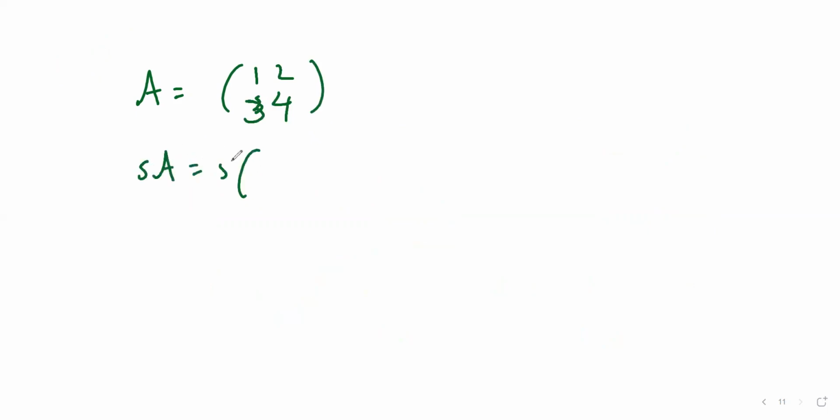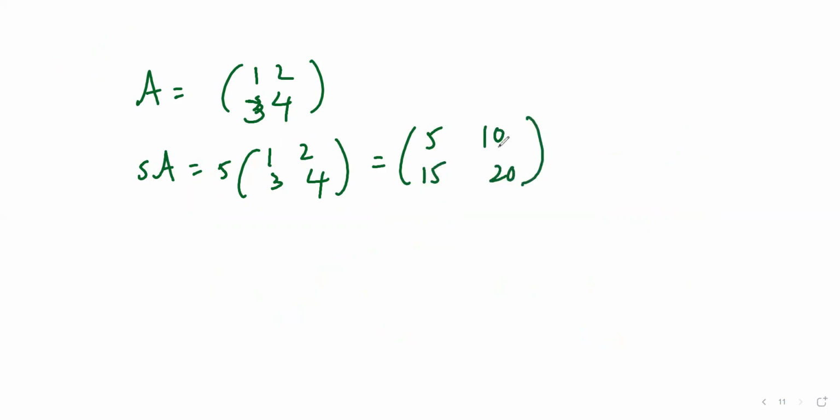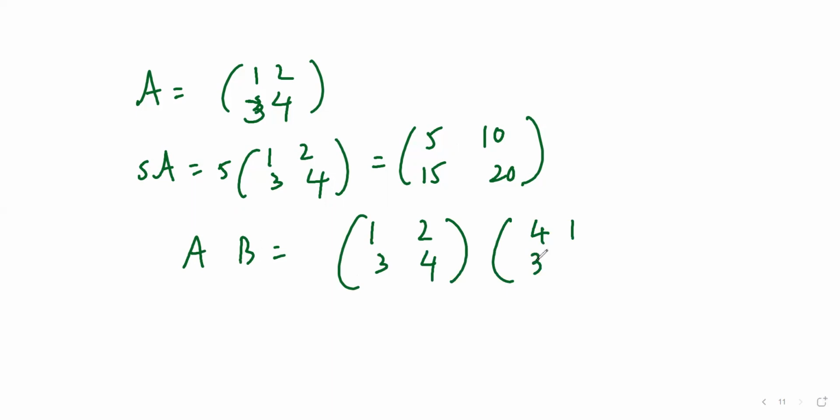And scalar multiplication: if I have a matrix 1, 2, 3, 4 and I multiply it with a scalar, let's say 5, then 5 into A means you multiply each element by 5: 5, 5 twos are 10, 5 threes are 15, 5 fours are 20. Then matrix multiplication, we have seen A into B, with A as 1, 2, 3, 4 and B as 4, 1, 3, 2. Here we can multiply the two matrices because they are the same order. But there's another condition.